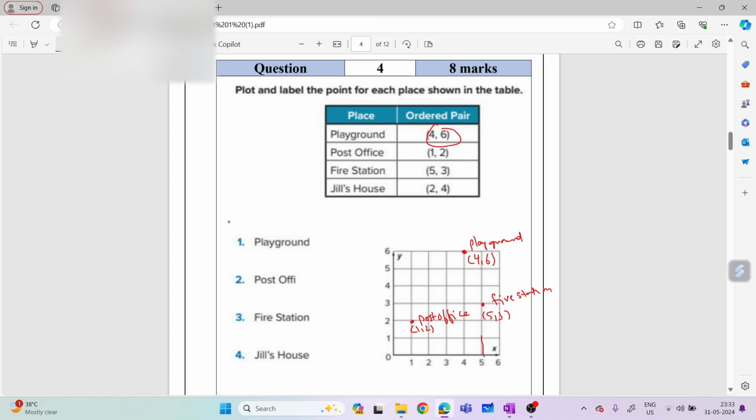Very easy problem. Jail house. Jail house is 2 4. X is 2, Y is 4. This is jail house.